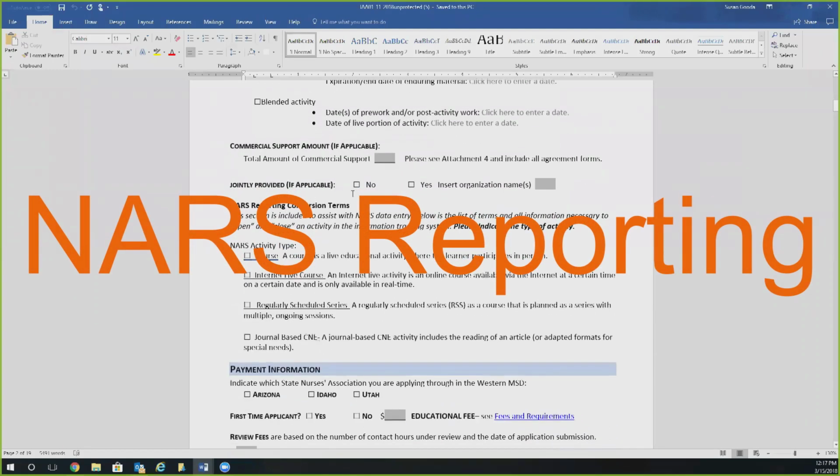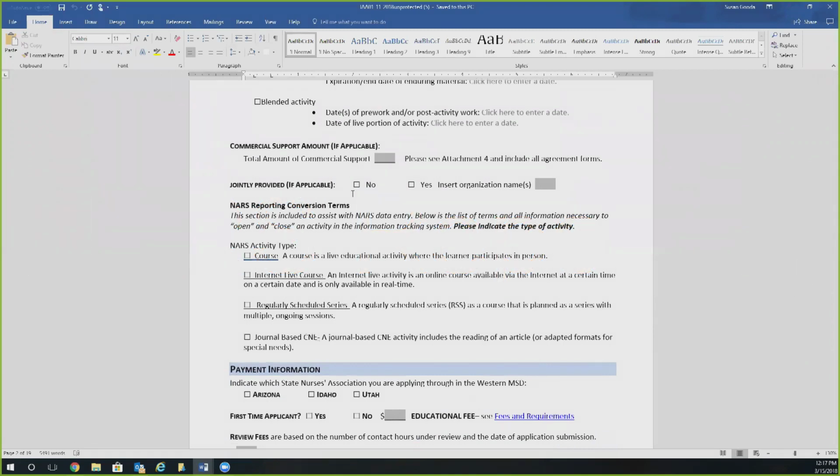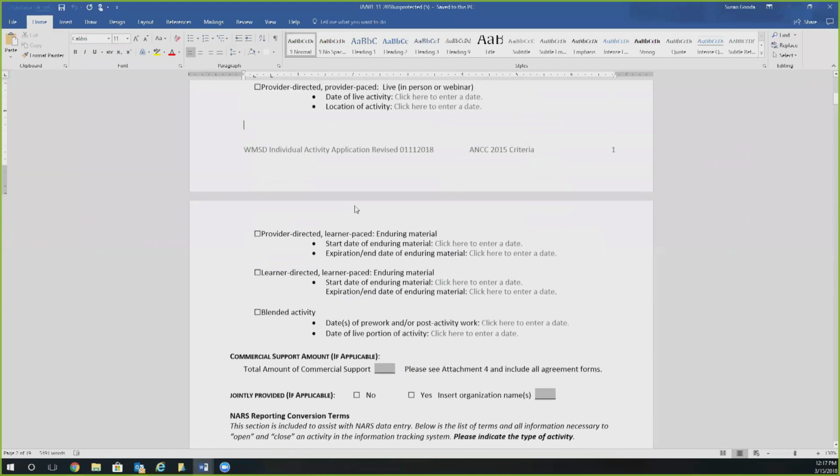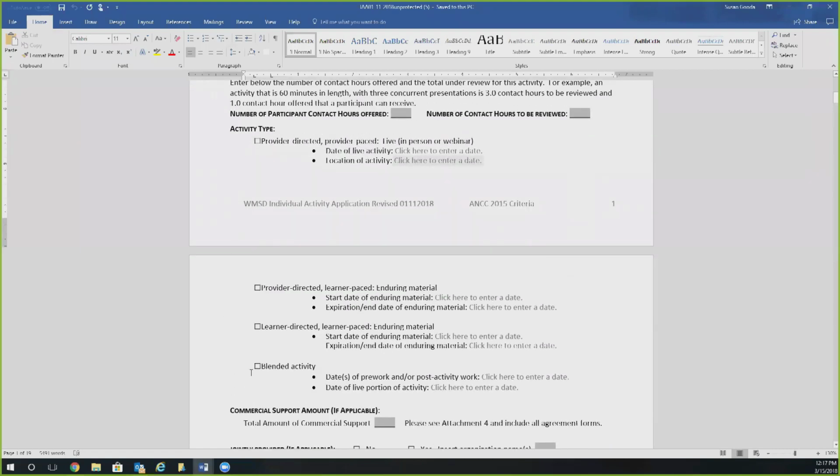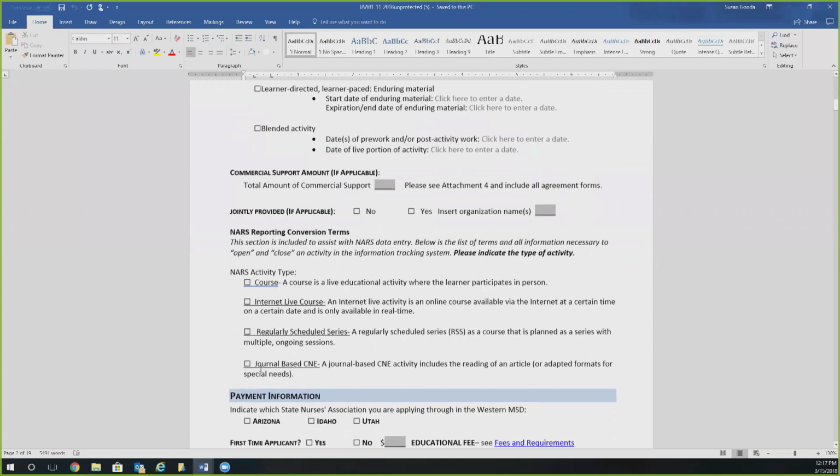This next section on the NARS reporting, so the WMSD has to report to the ANCC all activities that are approved. And so although you may not have to fill the NARS reporting system out for the ANCC, we do, and we have to kind of know what your activity is about, which we can surmise based on this information up here under activity type. But it would be helpful if you could mark it either as a course or a live internet course or a regularly scheduled series or a journal-based activity. That would be very helpful for us when we're reporting.